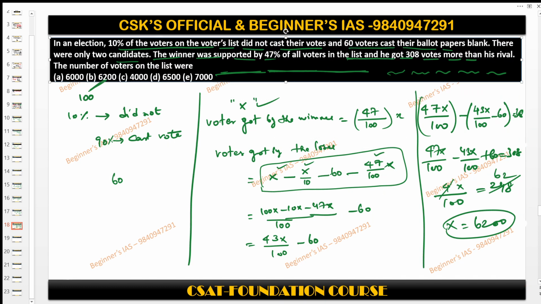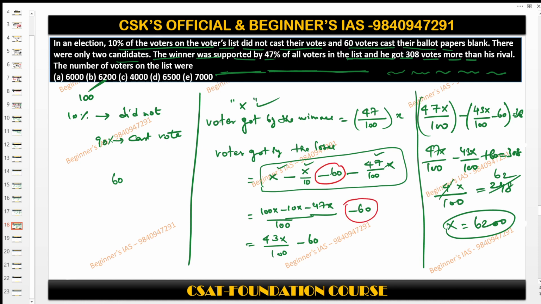Sir, why do we need to subtract that 60, since it is common for both? Which one? 60 minus 60. Ah, 43x by 100 minus, this one. This one only you are asking, right? Minus 60.